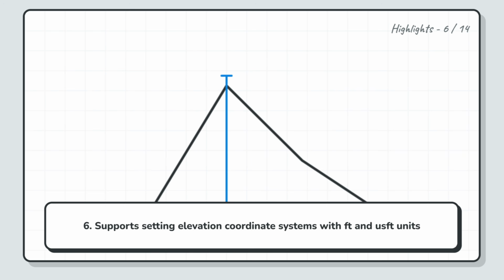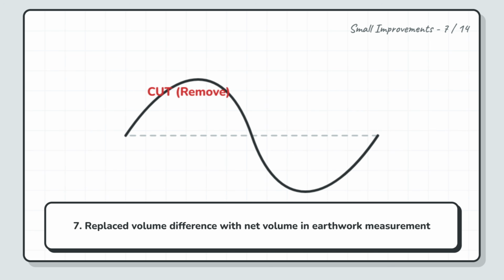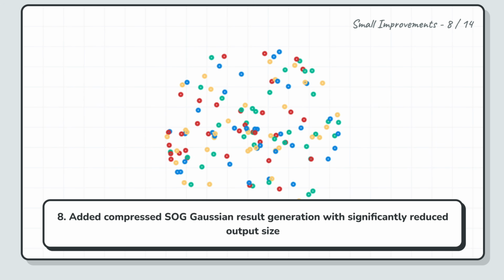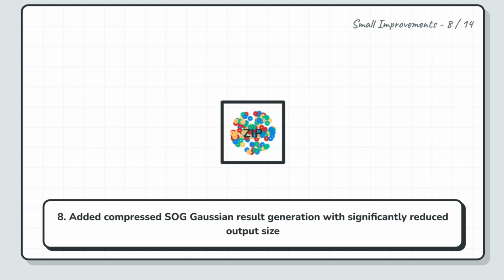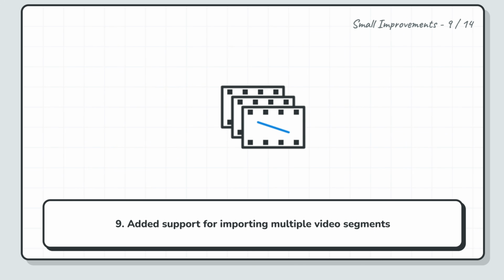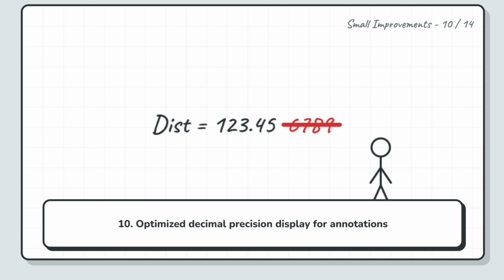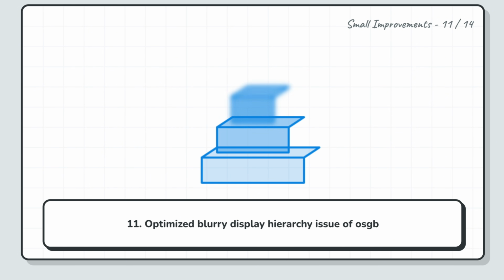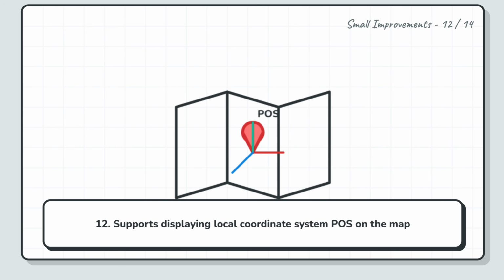On top of these major features, we've packed in several other great improvements to streamline your daily work. Here's a quick rundown of the rest of the update. Volume difference calculations have been corrected and are now calculated as cut minus fill. You can now generate compressed SOG Gaussian results, which significantly reduces your output file sizes. We've added the ability to import multiple video segments directly. We've optimized decimal precision displays for your annotations, fixed an OSGB blurry display hierarchy issue, and you can now display your local coordinate system position directly on the map.